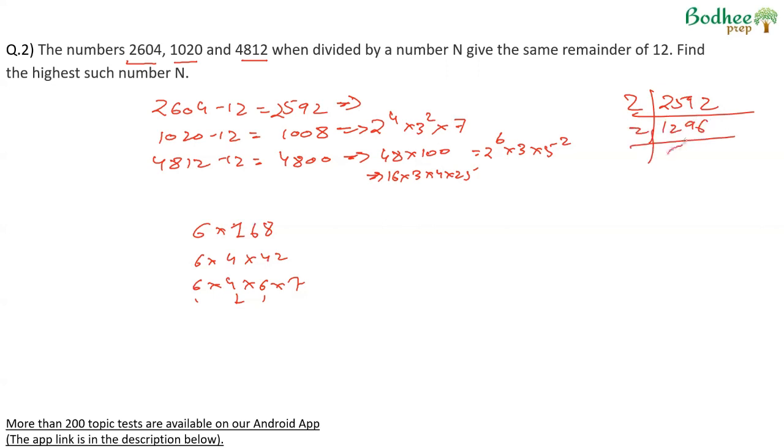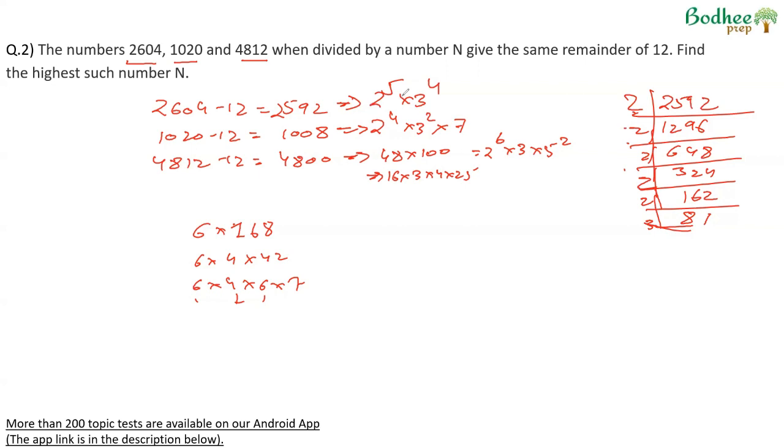And 2592 when factorized will be 1296, 648, 324, 162, 81, which will be 3 raised to power 4. And therefore 1, 2, 3, 4, 5, so 2 raised to power 5 into 3 raised to power 4.